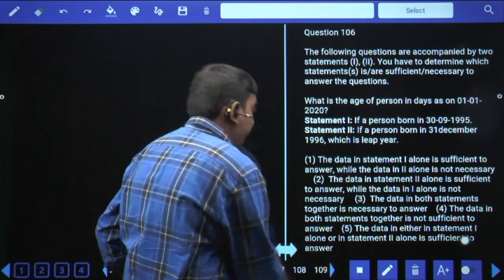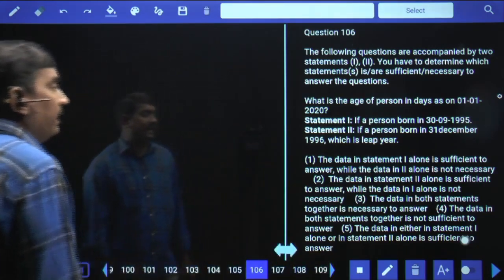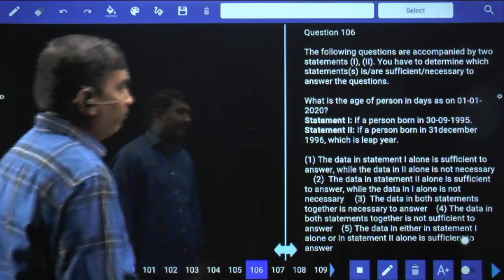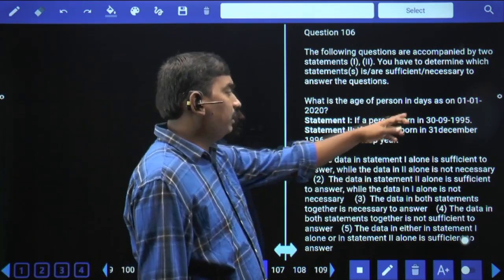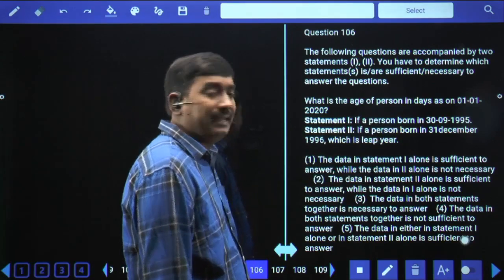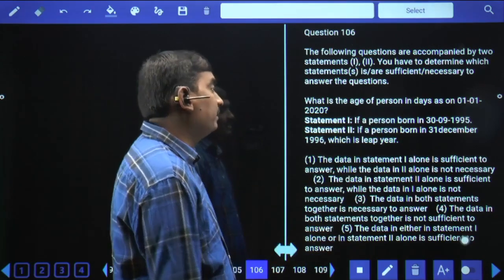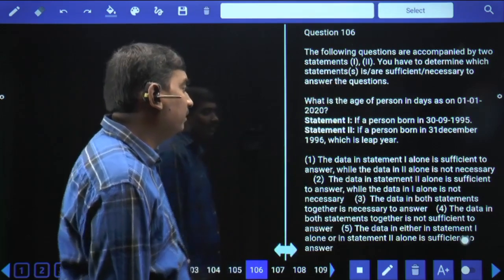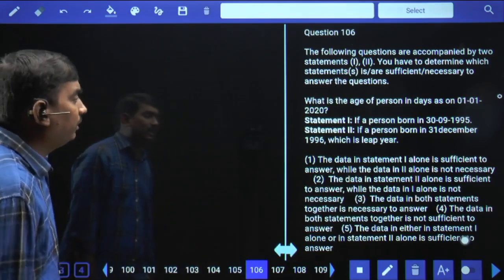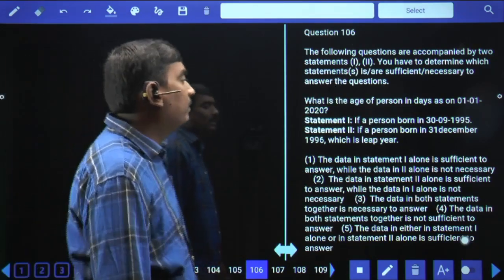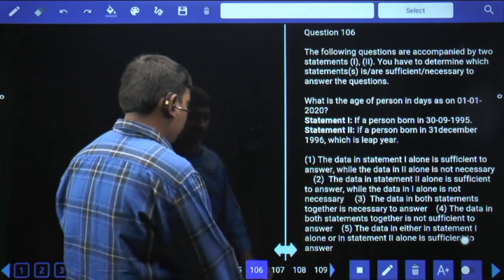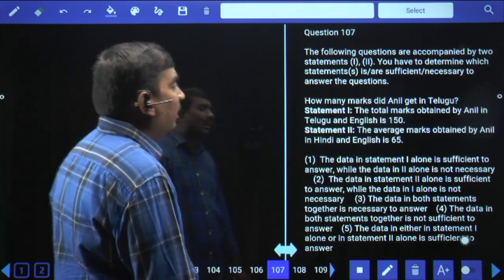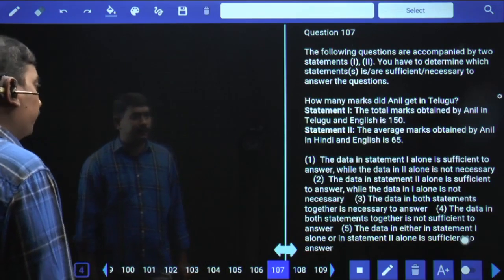Data sufficiency. What is the age of the person in days as on 1/1/2020? If a person was born on 30th September 1995, yes, we can get the answer, which is the difference between those two dates. If a person was born on 31st December 1996, which is a leap year, there also we can get the answer. Either 1 or 2.